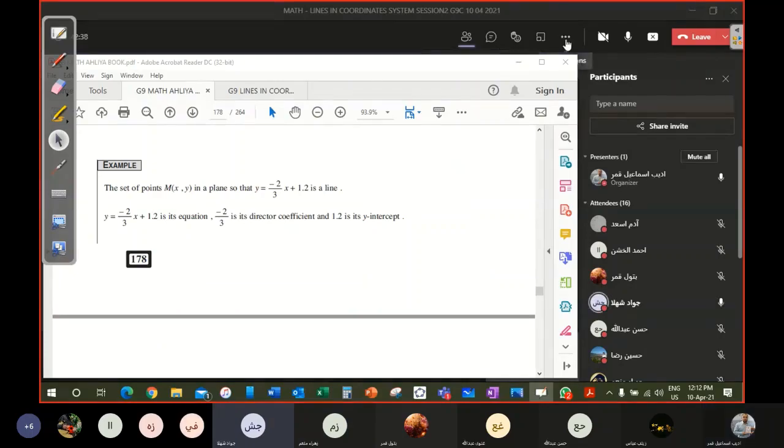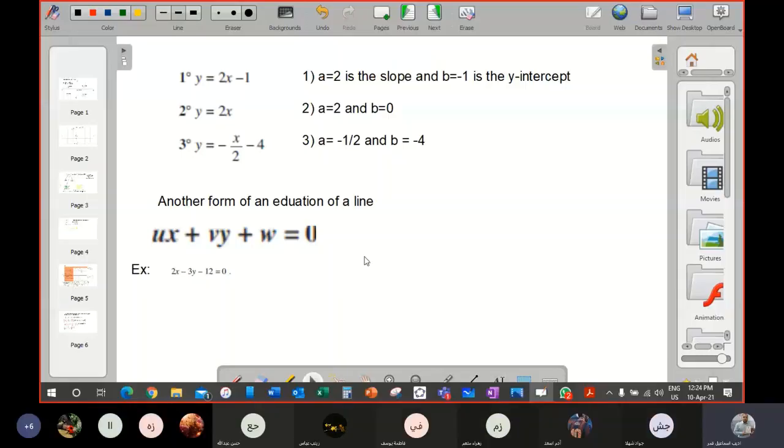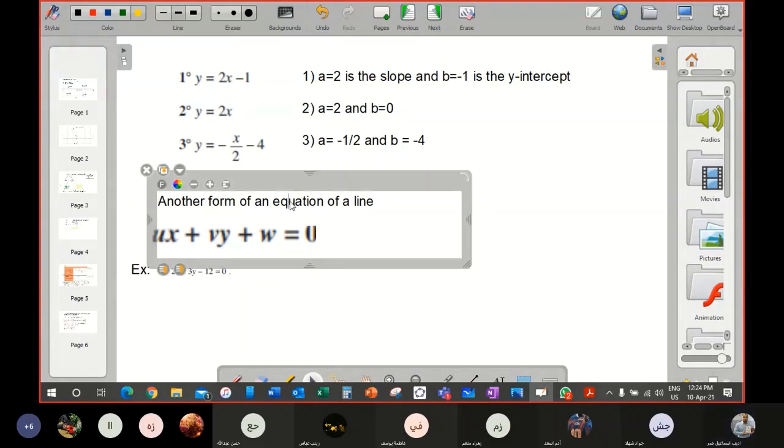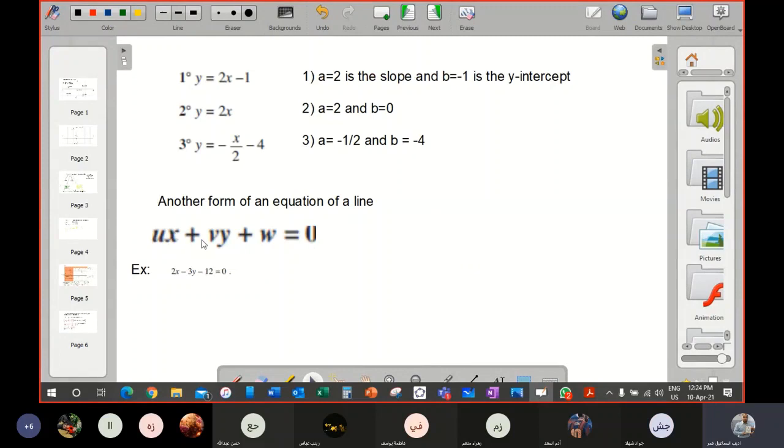Another form of an equation of a line is ux plus vy plus w equals 0. Here we don't have the slope or the y-intercept directly. For example, if we have the equation of a line 2x minus 3y minus 12 equals 0, this is an equation of a line, but it is of the form ux plus vy plus w equals 0.